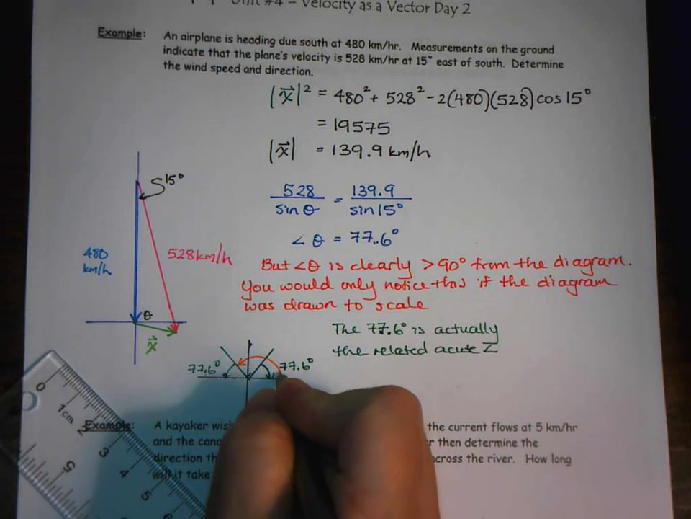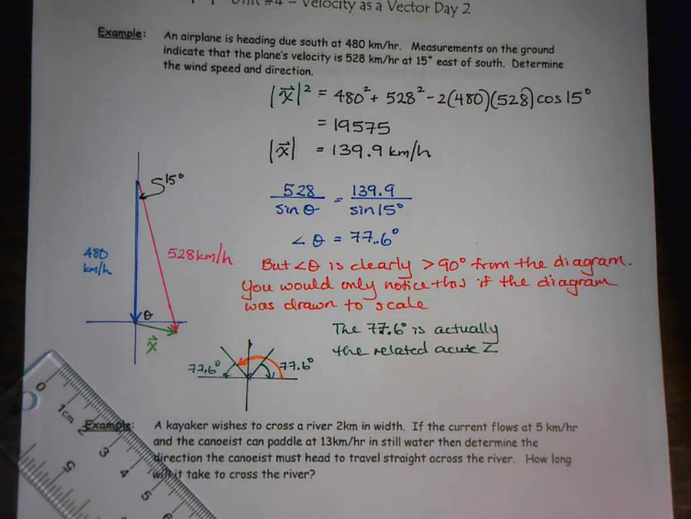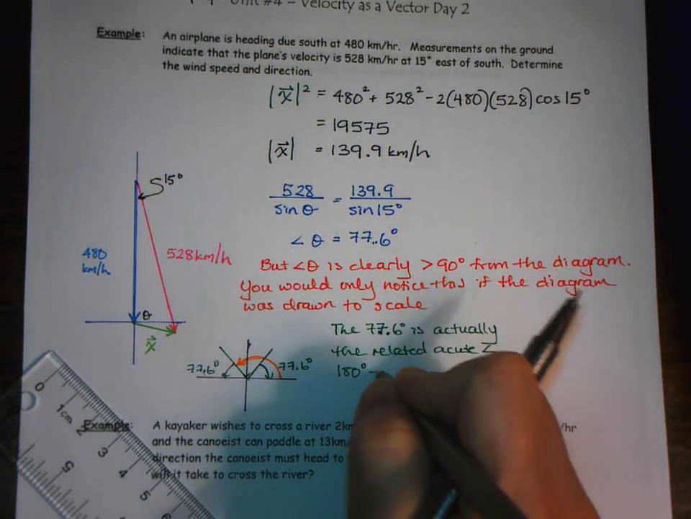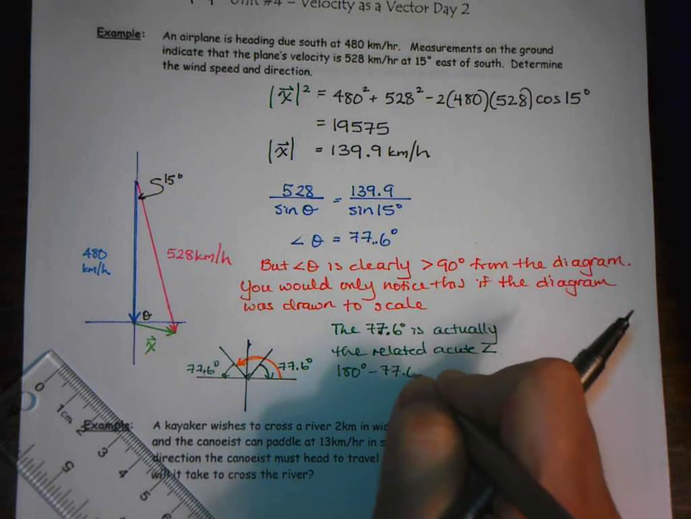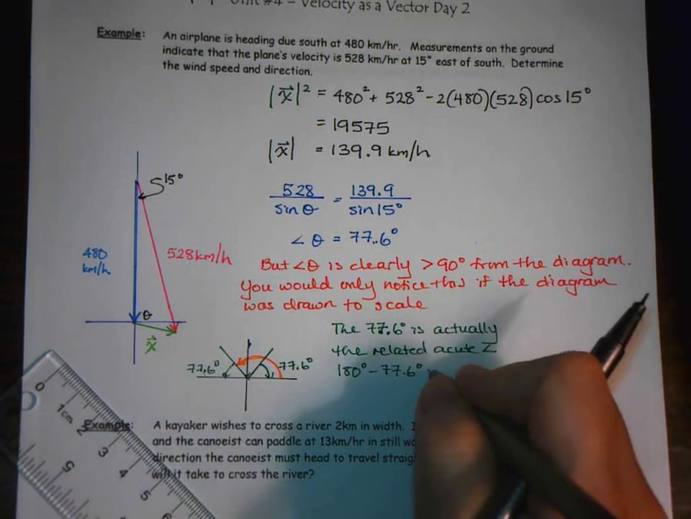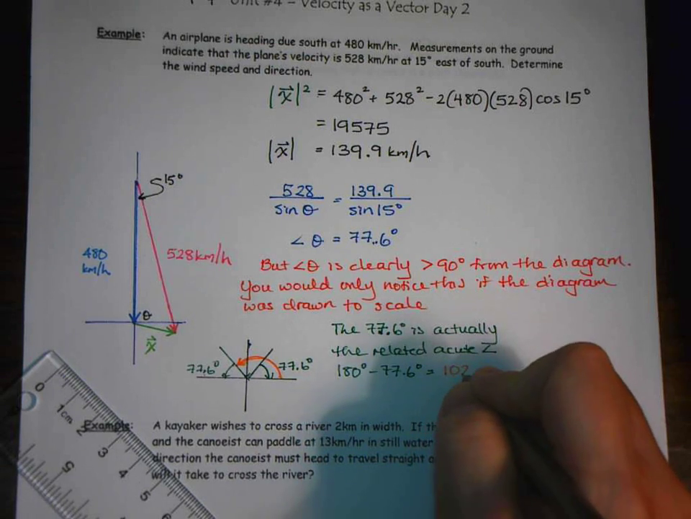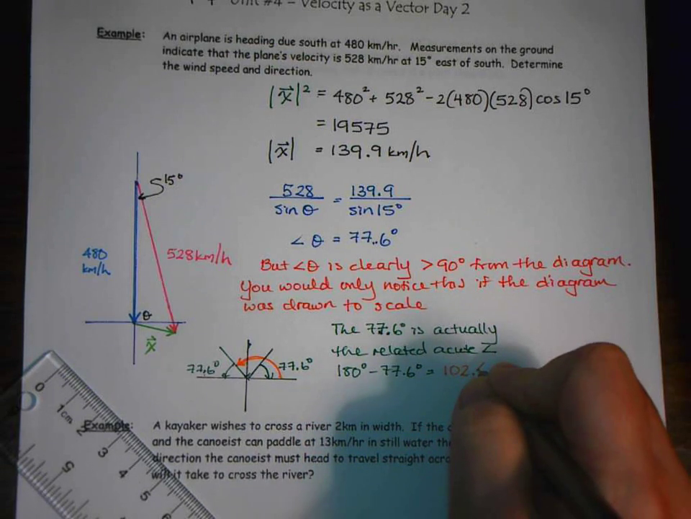And to get that, we're going to have to take 180 degrees, subtract 77.6 degrees, and that's going to give us 102.4 degrees. That's the angle that we really want.